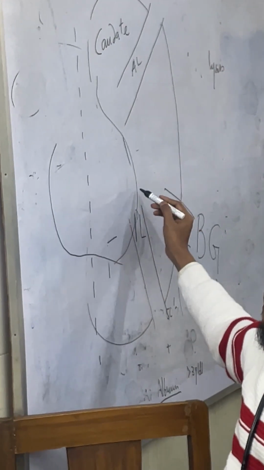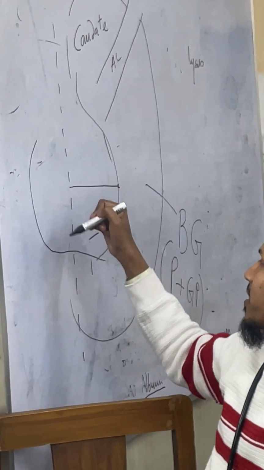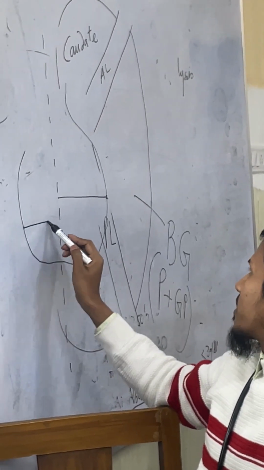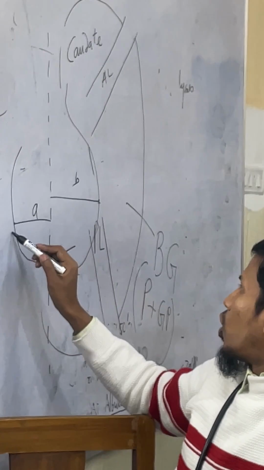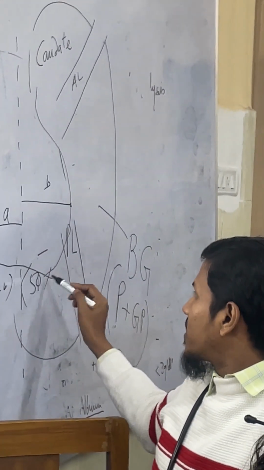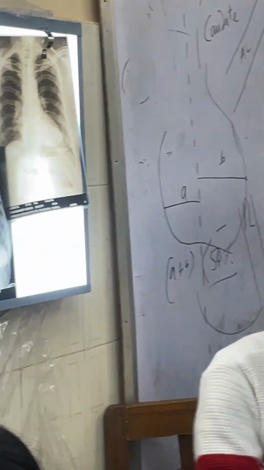The farthest point is this, so you take a tangential line. This is the right atrium. Suppose the farthest point is this, so you take a tangential line to the midline. If it is A and if it is B, then A plus B should always be less than 50%. That is the half of the thorax.